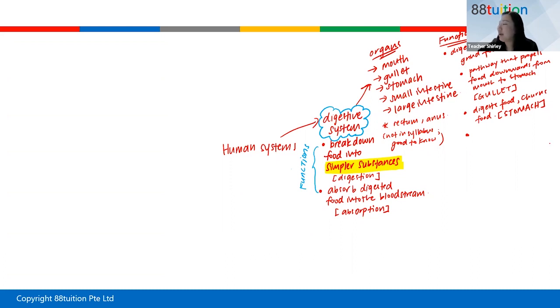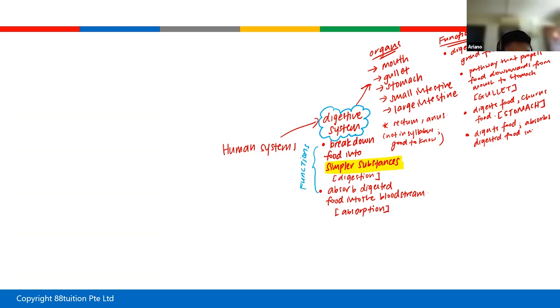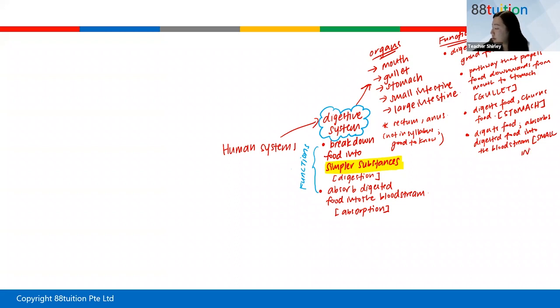Huh? Okay, so in this case, yes, digestion takes place in the small intestine. So same thing, it digests food, right? And on top of digesting food, it also helps to absorb digested food into the bloodstream. So this is basically the function of the small intestine.